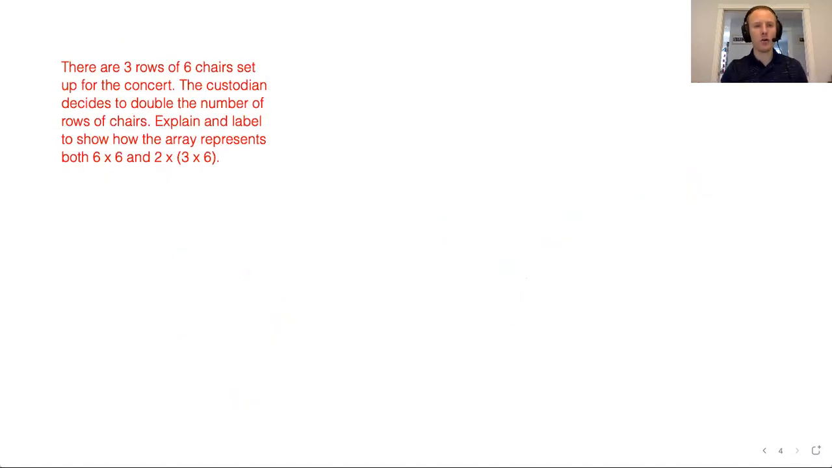All right, there are 3 rows of 6 chairs set up for a concert. The custodian decides to double the number of rows of chairs. Explain and label to show how the array represents both 6 times 6 and 2 times 3 times 6. Okay, so we're going to draw an array here, and I'm going to use 2 different colors. So originally, this is what he puts out: 3 rows with 6 chairs. This is what is set up. And if you're doing a problem like this, I want you to draw this out, right? That's required for this sort of problem.